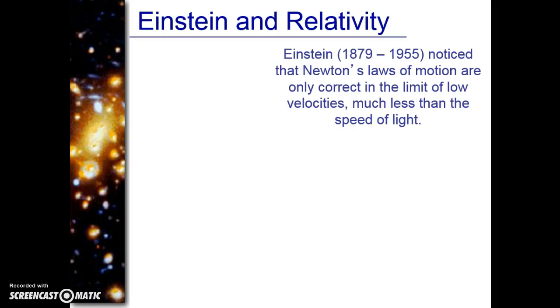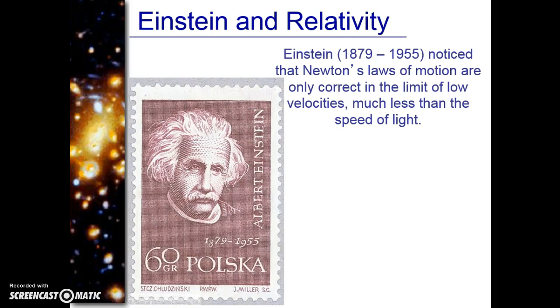All right, so Einstein, you guys all know him. He's this guy with the crazy looking hair here, right? And he was around from 1879 to 1955. And he did a lot of work with math and the laws of motion by Newton. And he found out that Newton's laws were good, but they weren't 100% correct.